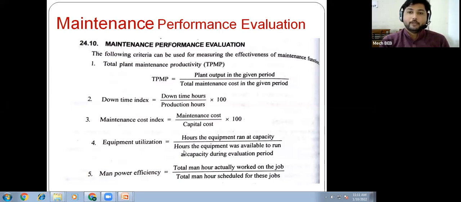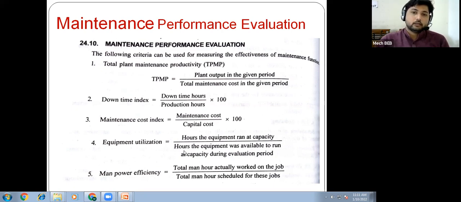Okay, so maintenance performance evaluation, why is it required? We need to understand that the lead time in a production will be an unavoidable thing on the shop floor. So for that purpose, we have to understand the performance of a production system, and we have to understand the performance of a maintenance system also.